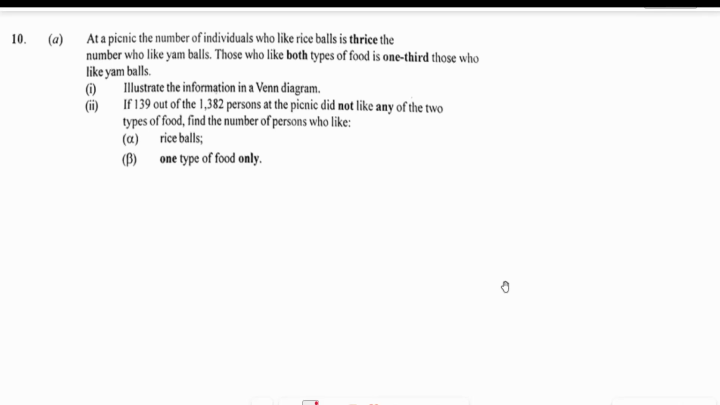Today I'm solving essay question 10 of the 2024 WASSCE General or Core Mathematics paper written by Ghana. It's in part A and B, and I'm taking the part A right now.